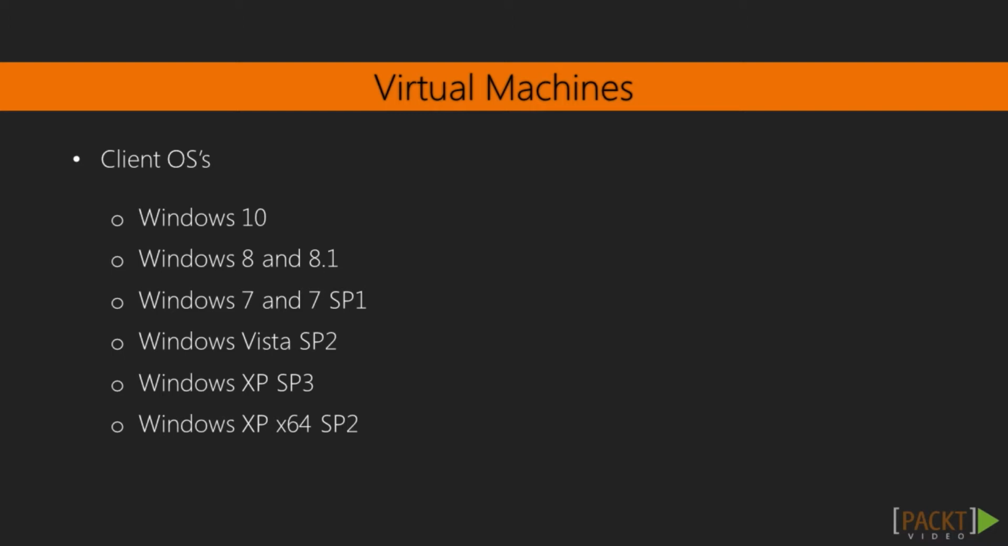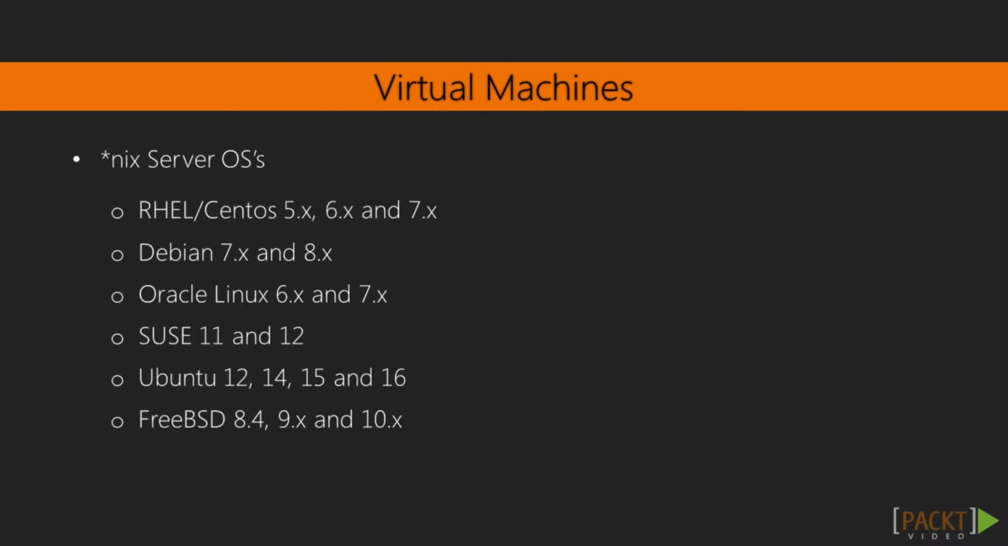You can even run non-Windows operating systems as VMs in Hyper-V. For example, Linux server OSs such as Red Hat Enterprise Linux or CentOS 5.x, 6.x, and 7.x, Debian 7.x and 8.x, Oracle Linux 6.x and 7.x, SUSE 11 and 12, Ubuntu 12, 14, 15, and 16, and FreeBSD 8.4, 9.x, and 10.x.